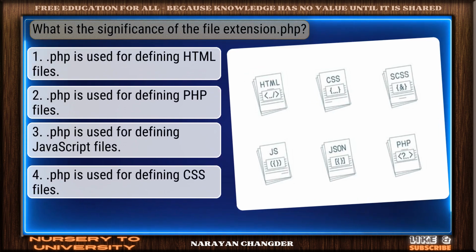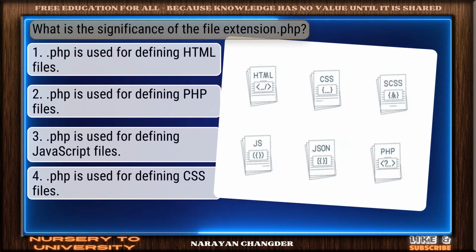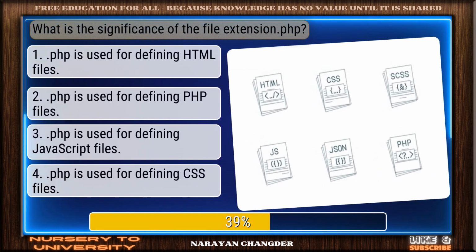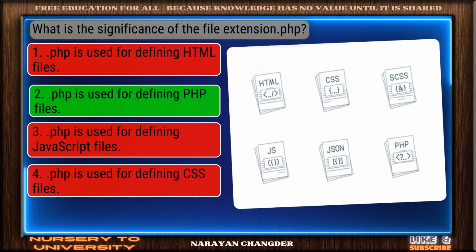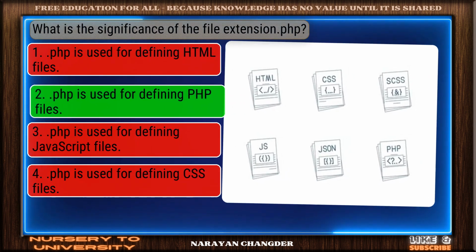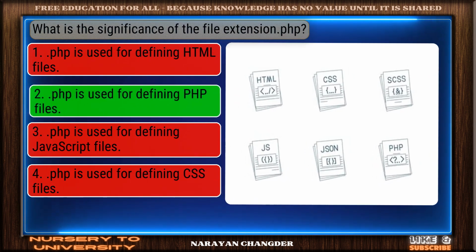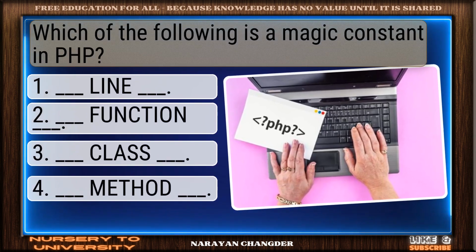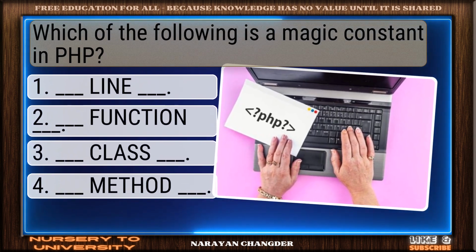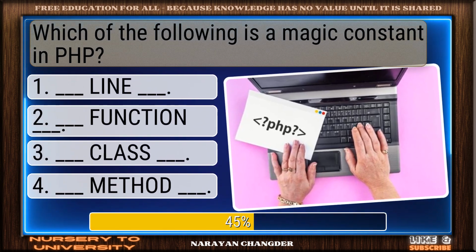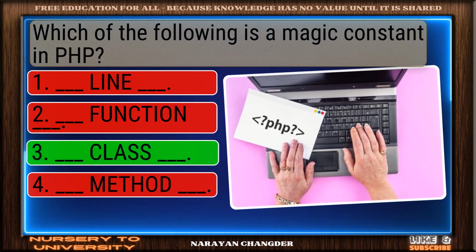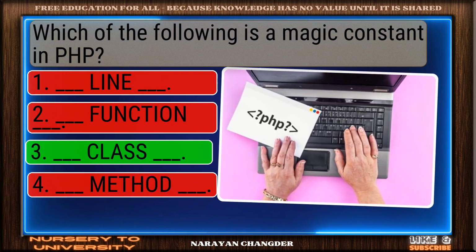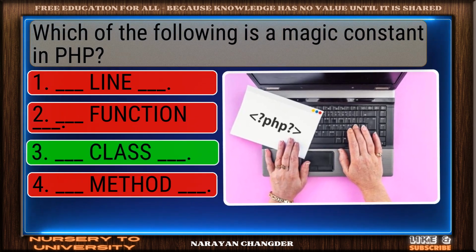Question number 11. What is the significance of the file extension PHP? You're right. PHP is used for defining PHP files is the correct answer. Question number 12. Which of the following is a magic constant in PHP? Solid response. Dash class dash is a valid choice.